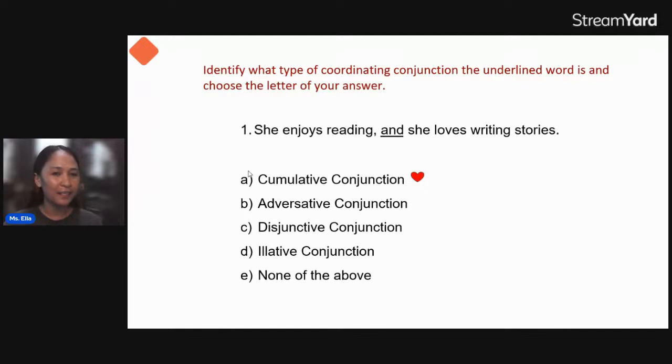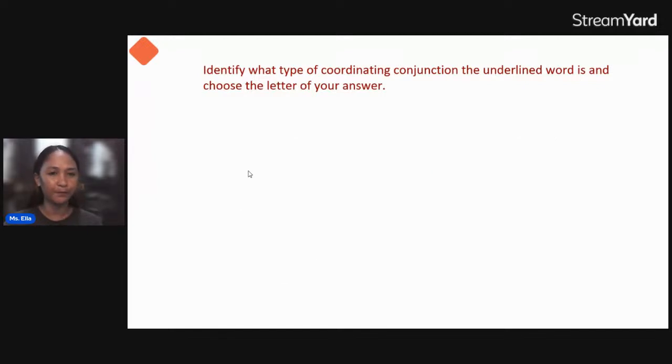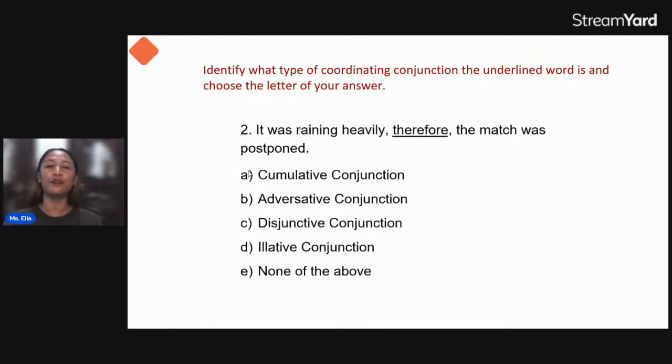All right, let's continue. Let's have number two. It was raining heavily. Therefore, the match was postponed. Is it A, cumulative conjunction? B, adversative conjunction? C, disjunctive conjunction? D, elative conjunction? Or letter E, none of the above?